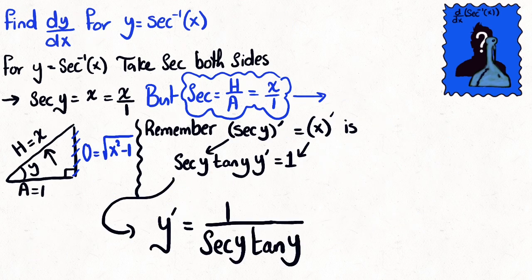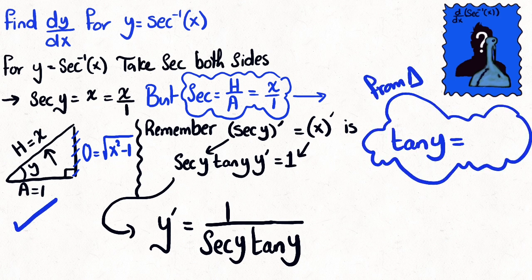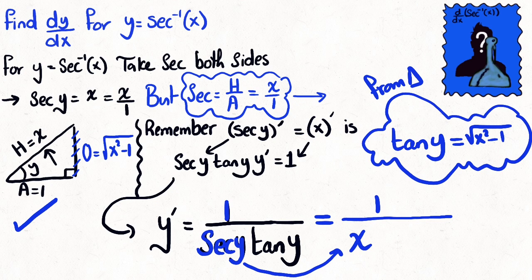Okay, now you can see, and keep in mind, the value of secant y and the value of tan y come from the right angle triangle, SOH CAH TOA. Thus, as you can see, the answer will be 1 divided by x square root x squared minus 1.